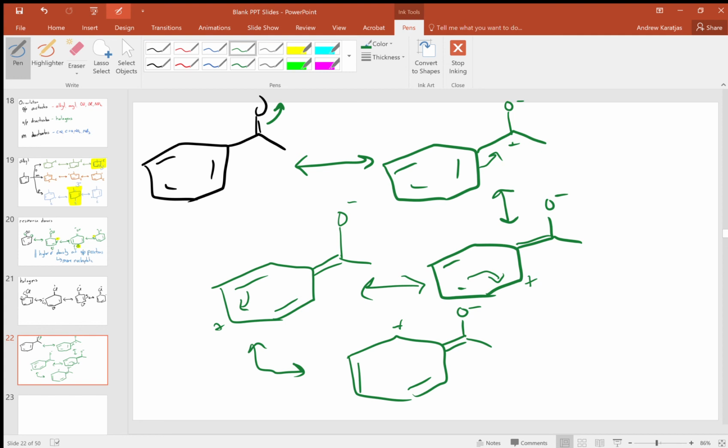Well, this type of electron withdrawing group is doing the opposite. It's giving lower electron density at the ortho para positions. And so because it's giving us lower electron density at ortho para positions, it makes the ortho and para positions less reactive, and so these groups will prefer to substitute meta.